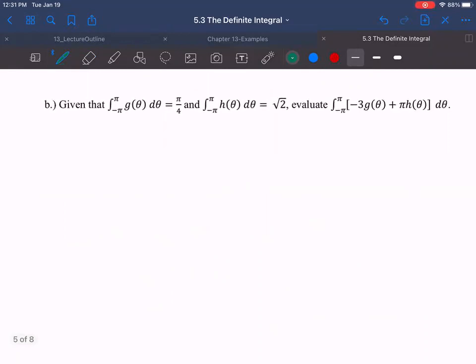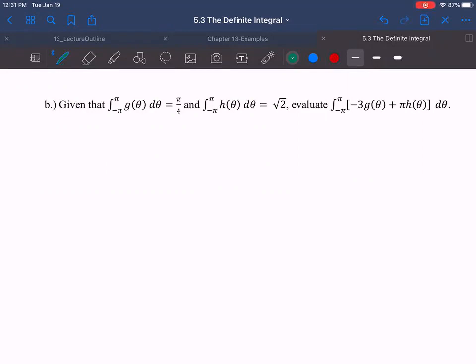All right, let's try another one over here. Given that the integral from negative pi to pi of g of theta d theta equals pi over 4, and the integral from negative pi to pi of h of theta d theta equals square root of 2, evaluate the integral from negative pi to pi of negative 3 times g of theta plus pi times h of theta d theta. All right, so let's go ahead and try this one.